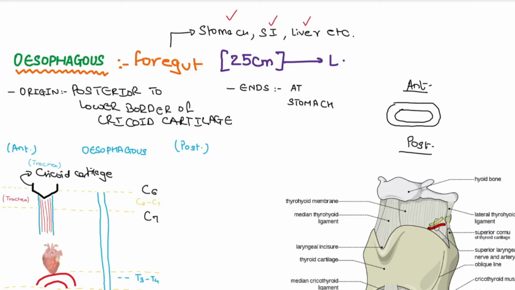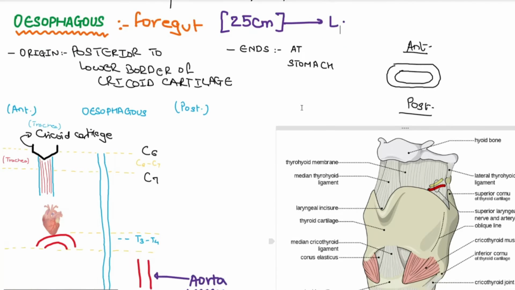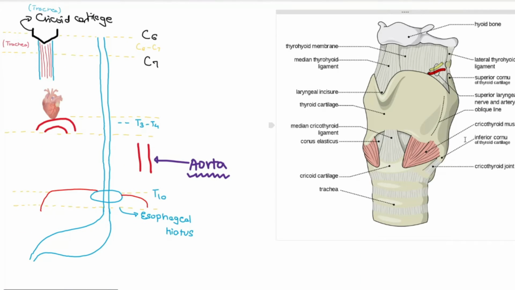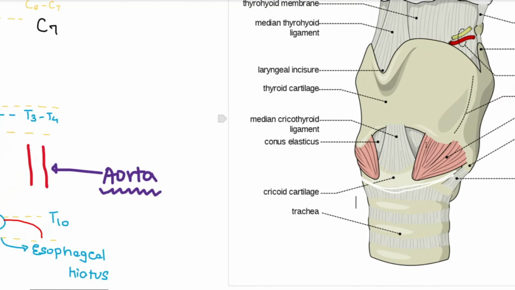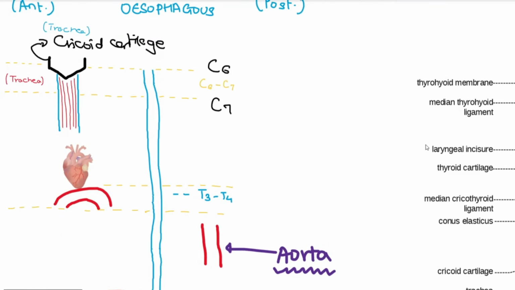and it originates posterior to the lower border of the cricoid cartilage. Now, the cricoid cartilage is a cartilage supporting the trachea. So here in this diagram, you can note that the lower border of the cricoid cartilage, here I have highlighted in white color. From here on the posterior aspect starts the esophagus and it is present at the vertebral level C6 up till C7 and so it is also referred to as the cervical esophagus.